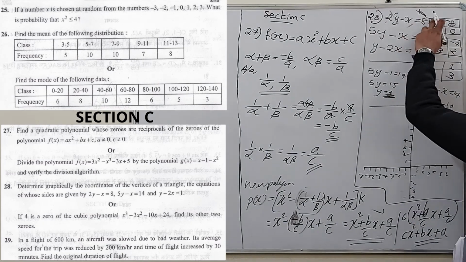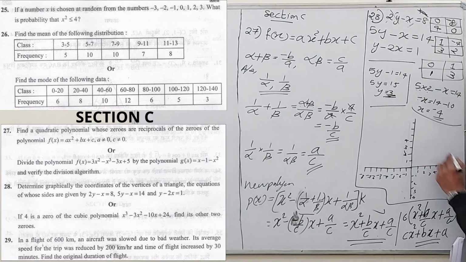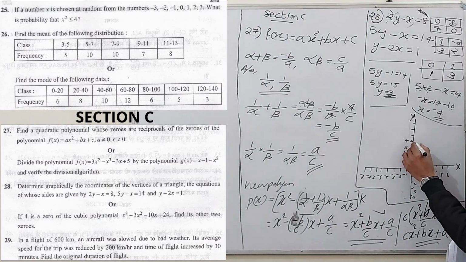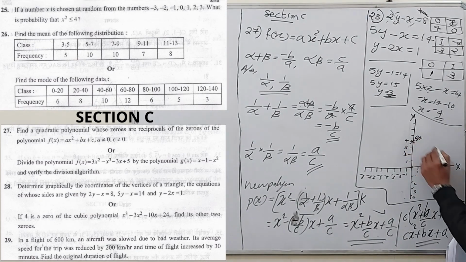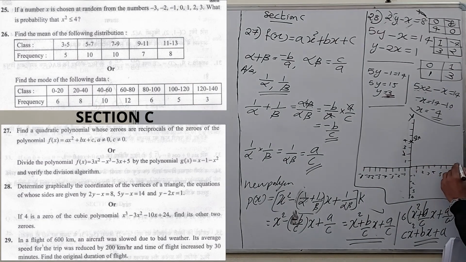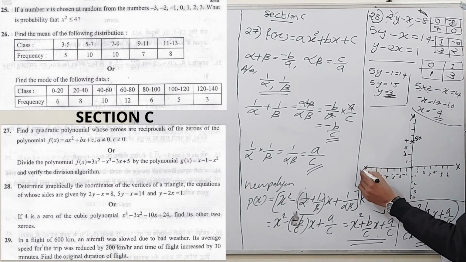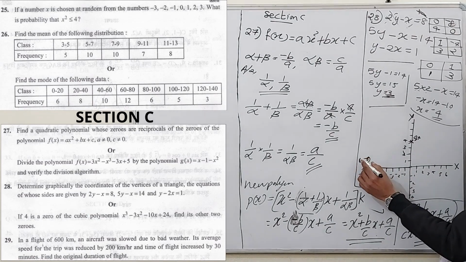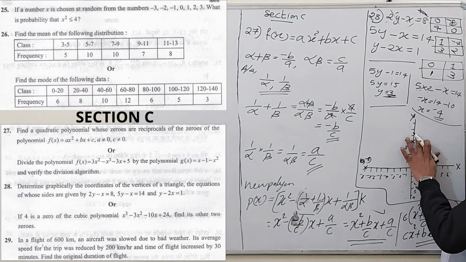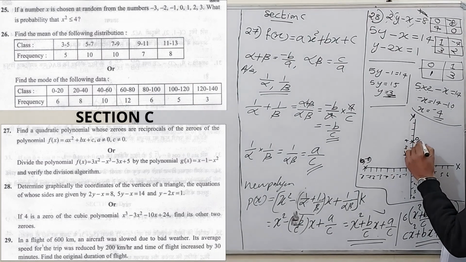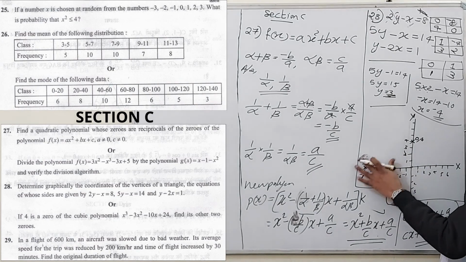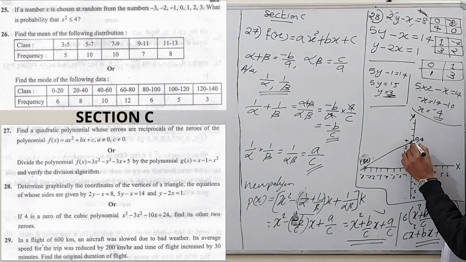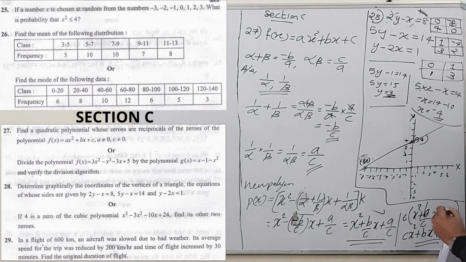Now come to the first one. This is the x coordinate, this is the y coordinate. When x equal to 0, y equal to 4. So this is the first point. Next one, y equal to 0, x equal to minus 8. So minus 8 comma 0. Joining this, we will get the graph of the first one. Clear?